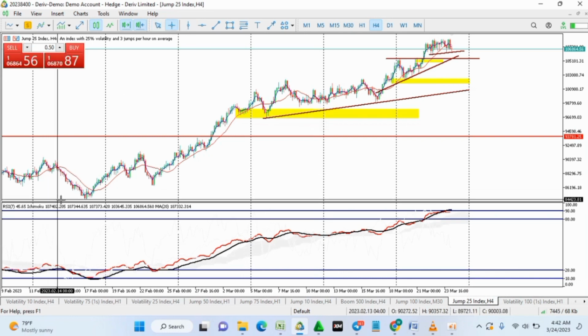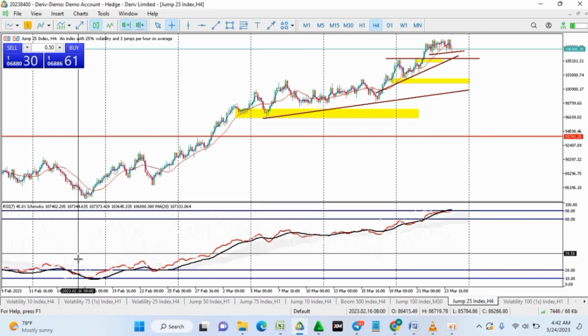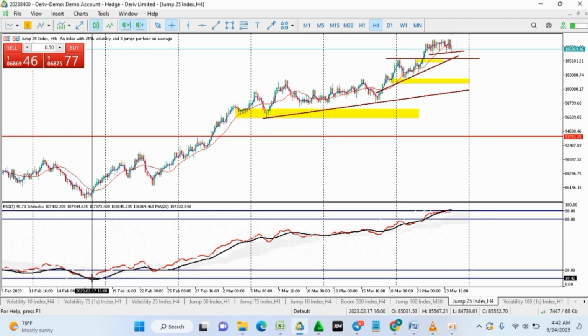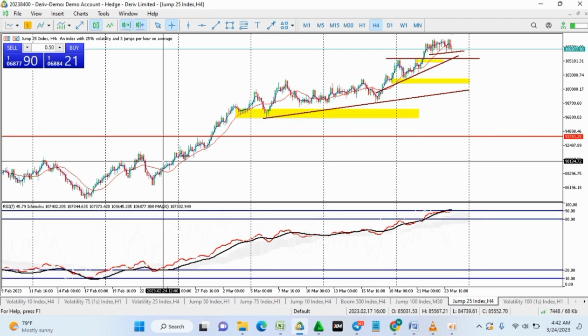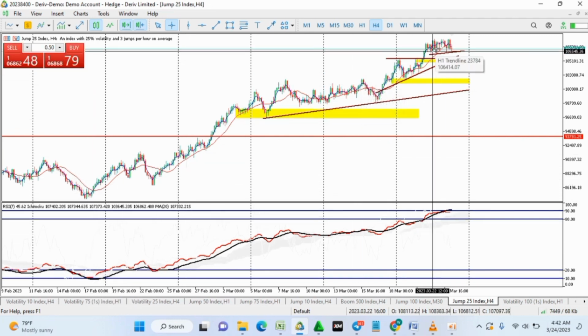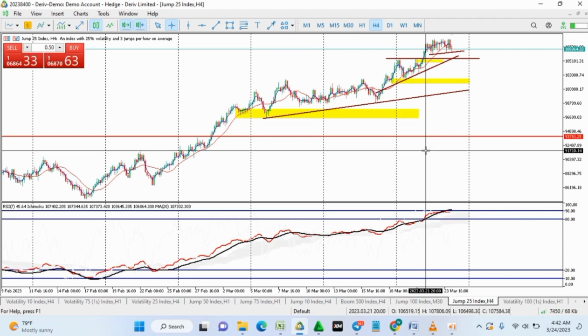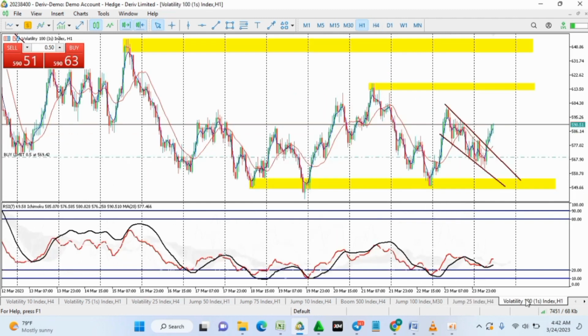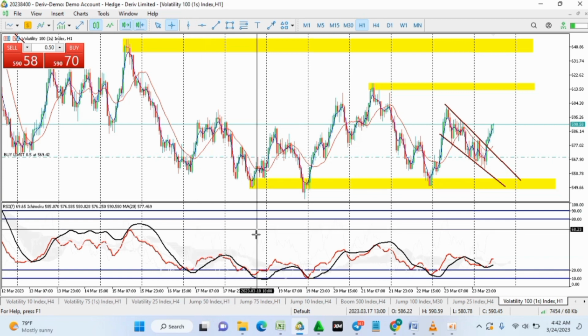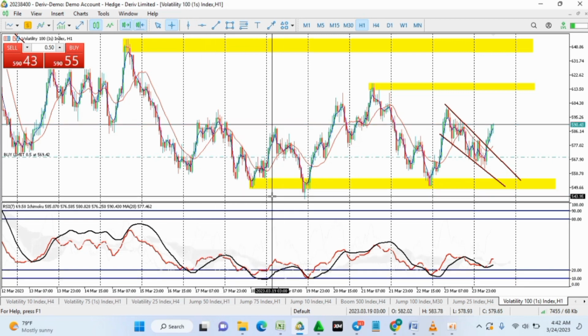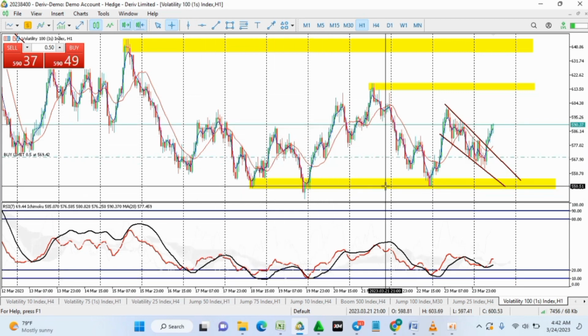You can see this one up to here. The two lines touched on level 10, and price had to reverse up to here. So you can see how powerful it is. On VIX 100, you can see the same scenario happening. Price touched these levels and was bouncing back up.